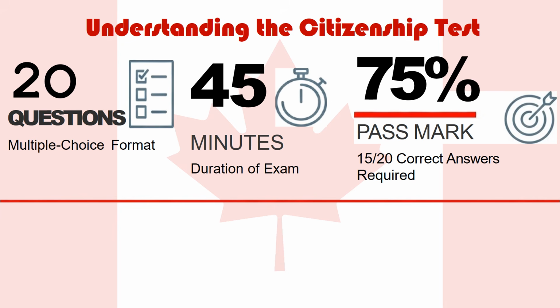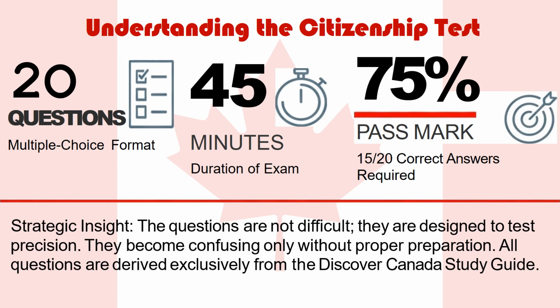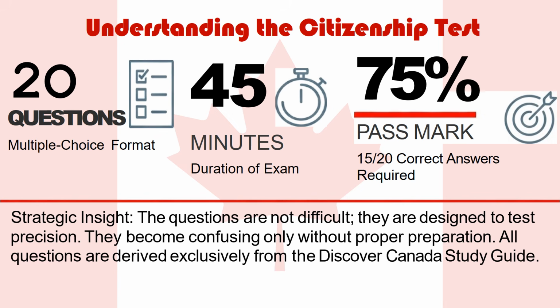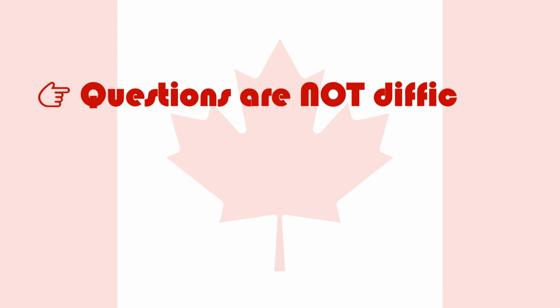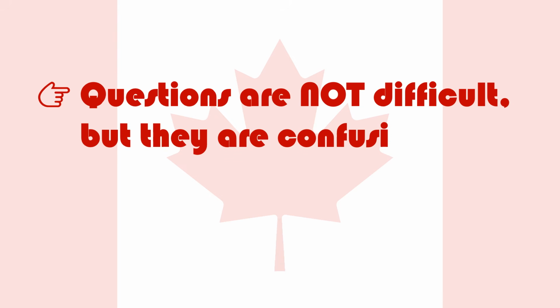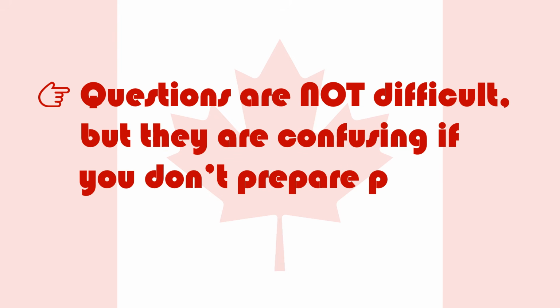Then, you must score at least 15 correct answers. And all the questions come from the Discover Canada study guide, and the citizenship test is conducted online or in person. Important thing to remember. Questions are not difficult, but they are confusing if you don't prepare properly.